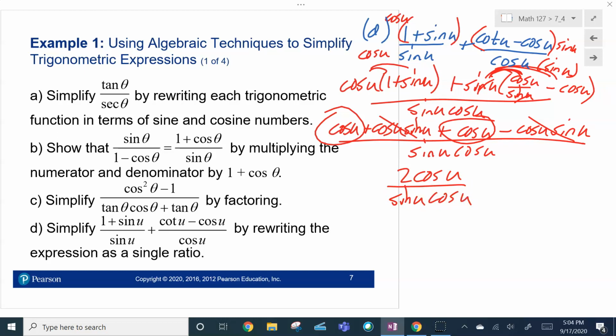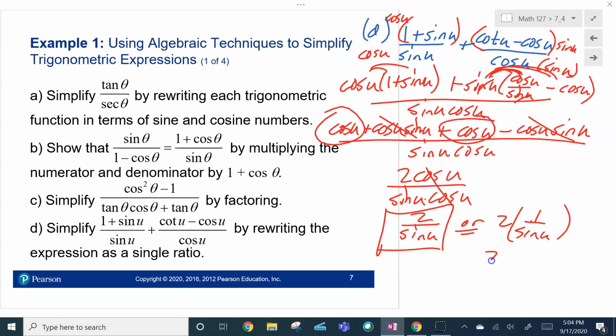Now you notice there's no more addition here, so we can just cancel it, right? Because this is being multiplied, sine u times cosine u on the bottom. So I got 2 over sine u. Or you could also write that, that's the same as 2 cosecant of u, isn't it? Either of those would be fine.